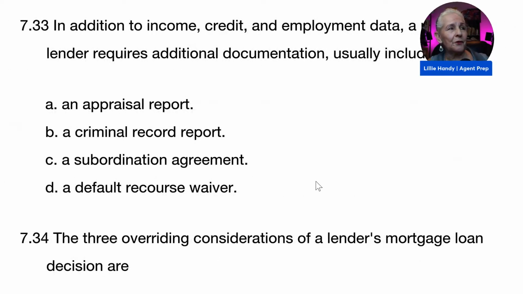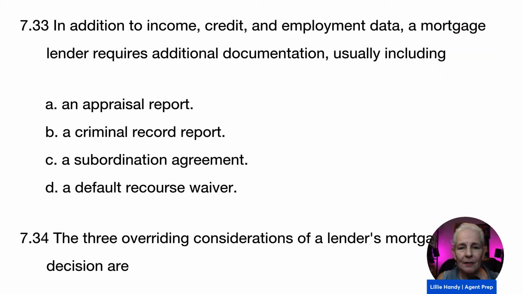Number 33. In addition to income, credit, and employment data, a mortgage lender requires additional documentation, usually including A, an appraisal report, B, a criminal record report, C, a subordination agreement, or D, a default recourse waiver.